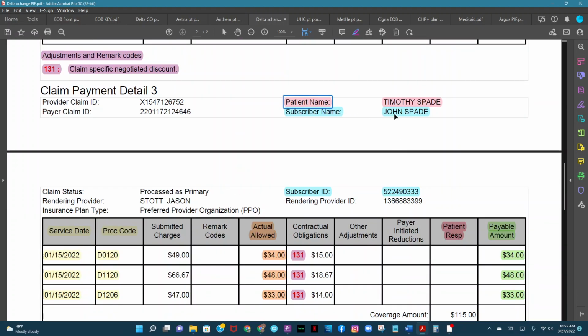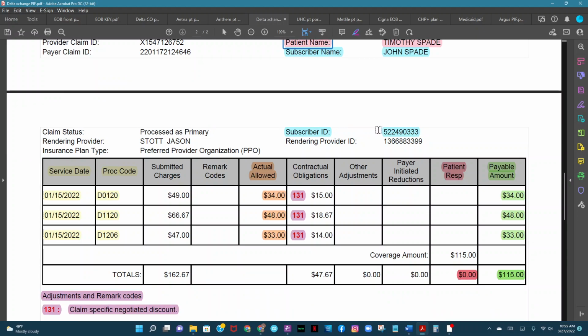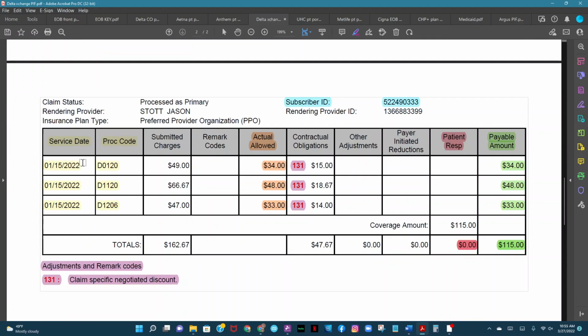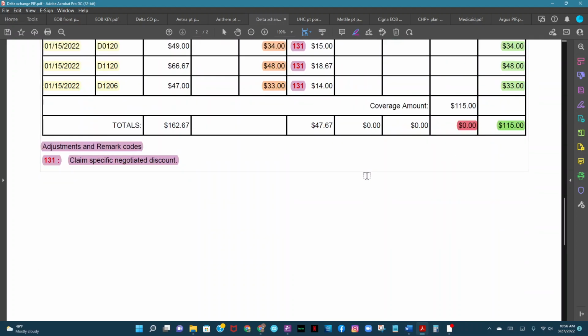Looks like we have Timothy, subscriber is John, subscriber ID here, again, no date of birth. Service date is 1/15, procedure codes, looks like we have an exam, child cleaning, and some fluoride. Looking over here, insurance or payable amount. So insurance paid us 1/15. Patient owes us nothing. Obviously, this is what insurance paid per code. As you can see, the actual allowed matches that, 131. It's the same remark codes we've been getting on the other claims, which is just stating that that is a discount for each of those codes.